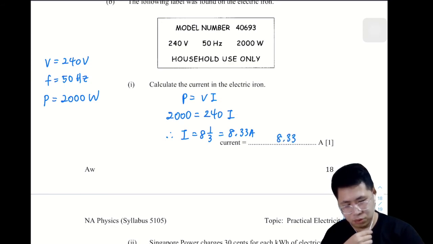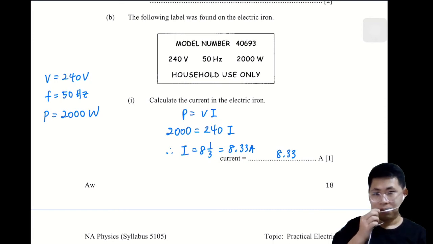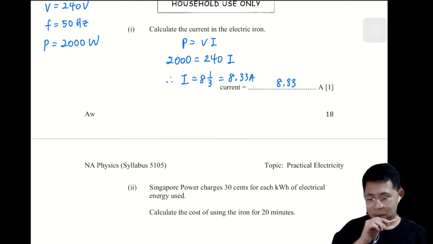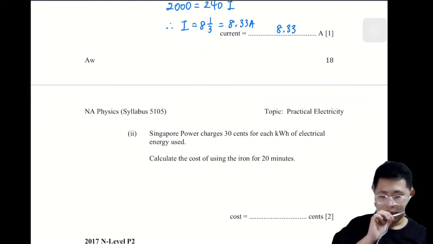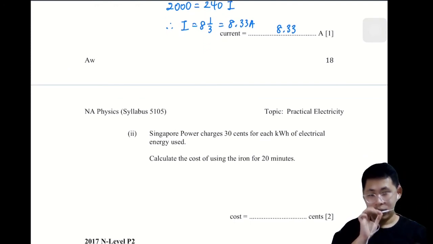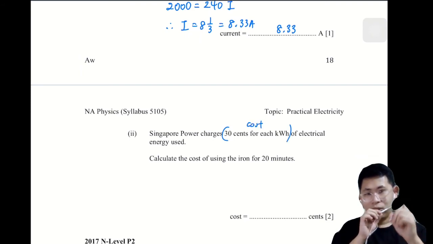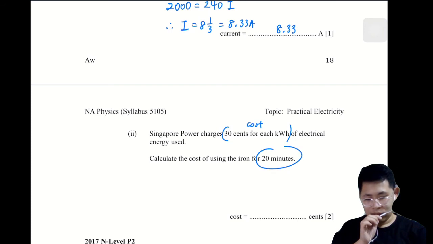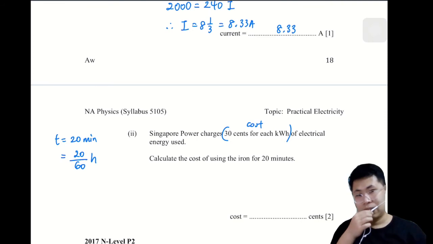Singapore Power charges 30 cents for each kilowatt hour. Calculate the cost of using the iron for 20 minutes. So here will be the cost for 1 kilowatt hour. Then we have our 20 minutes. Because we are looking for kilowatt hours, just change to hours. So we get 20 minutes divided by 60 hours.